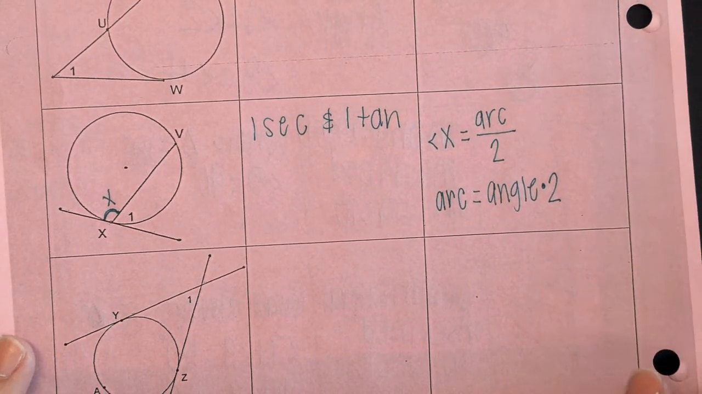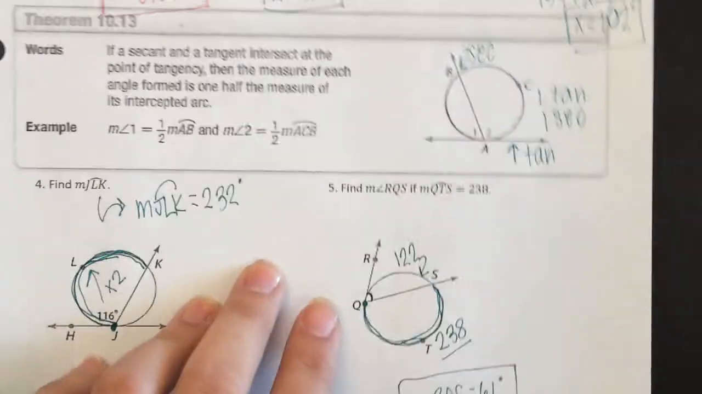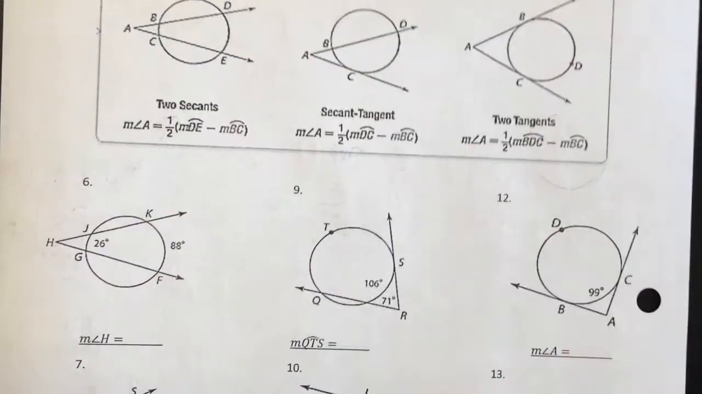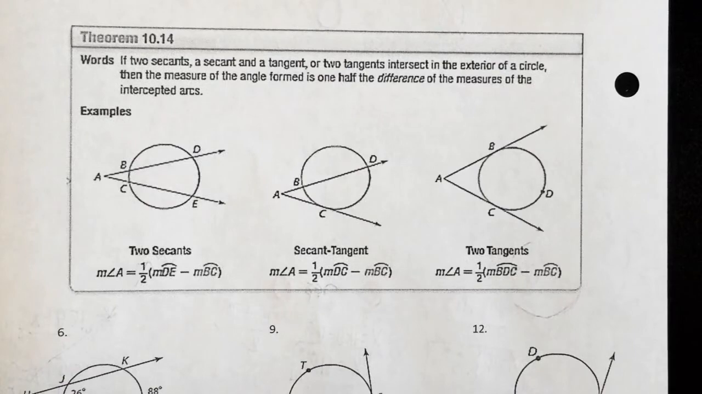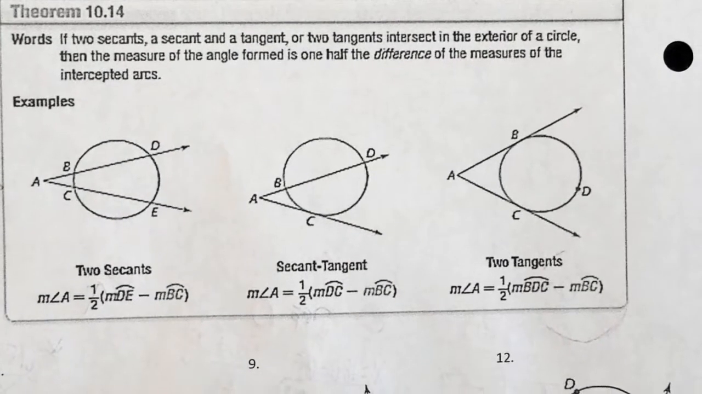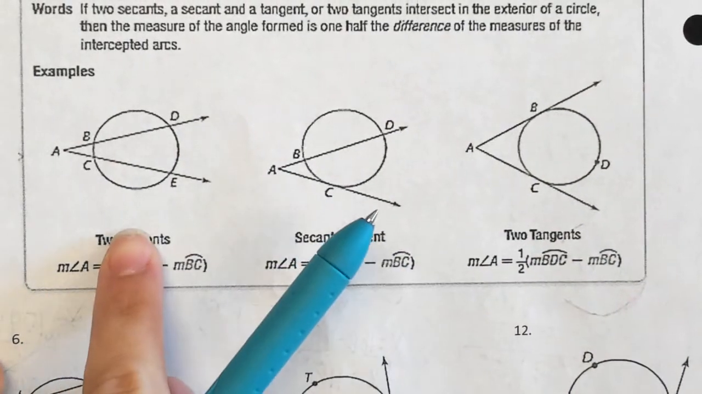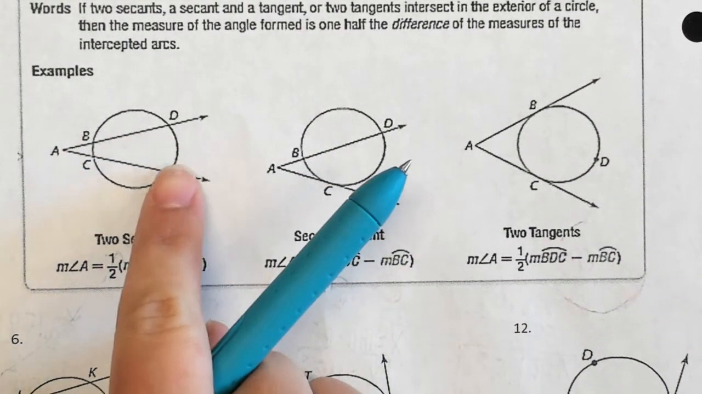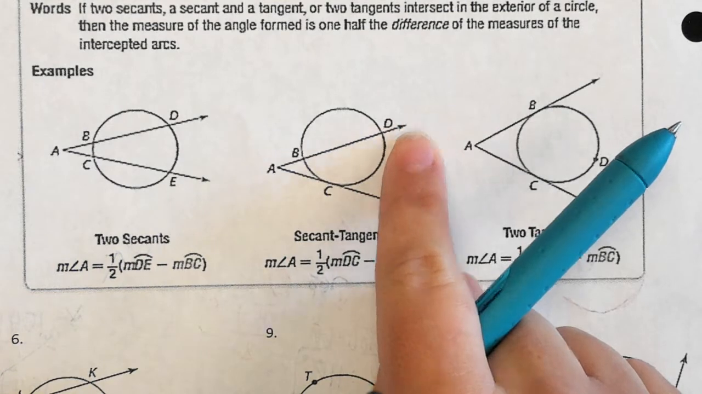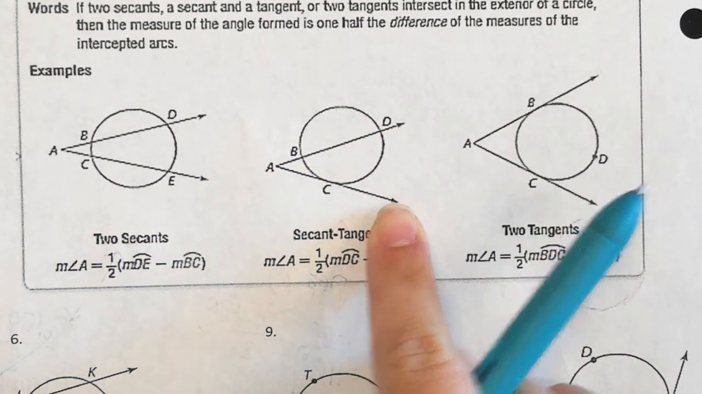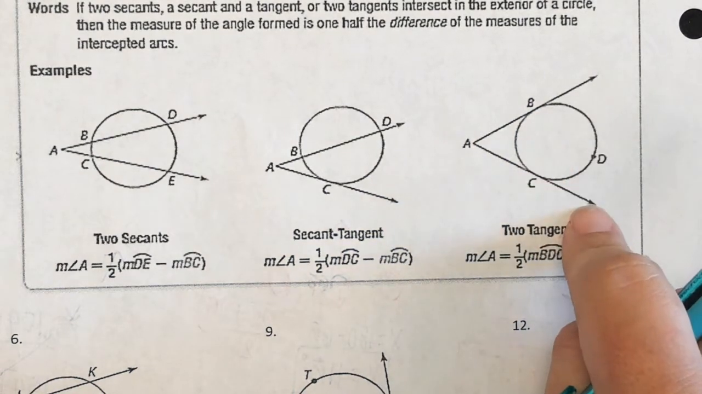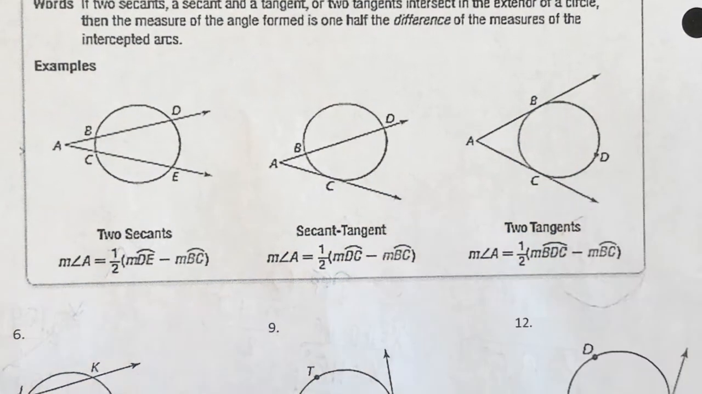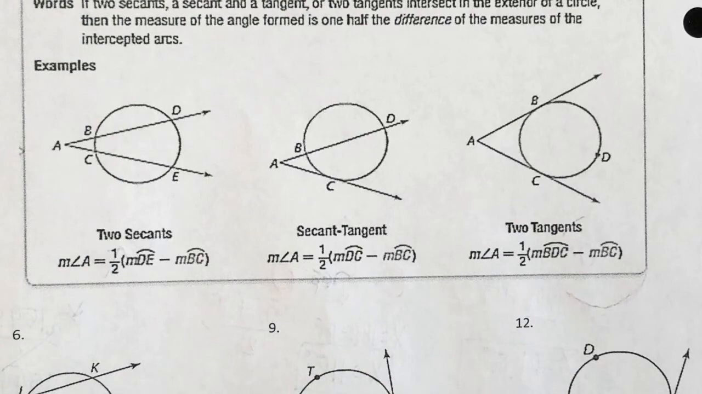Okay? All right. There's 3 more scenarios, but they all work the same exact way. So it's like one scenario, but 3 different things. Okay, so these are the 3 scenarios. It tells you right here, you have 2 secants, 1 tangent and 1 secant, and then you have, what's this? 2 tangents.